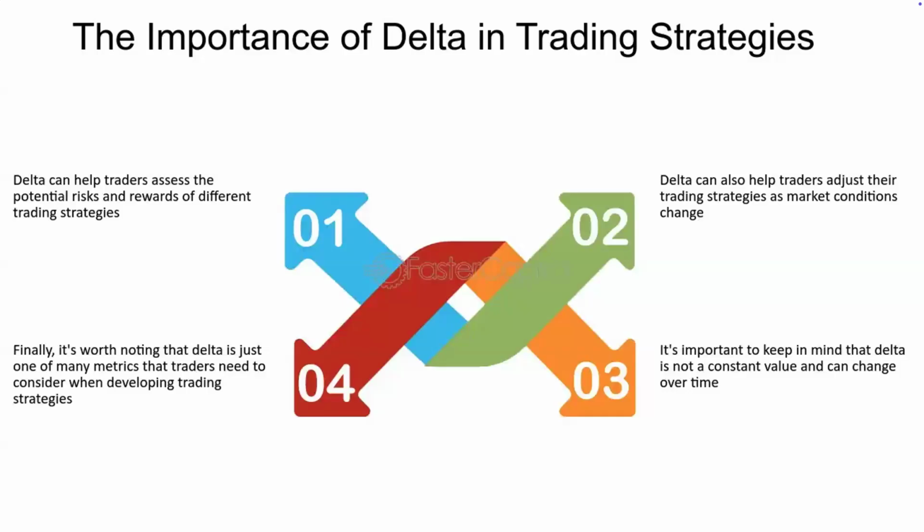Number 3, it is important to keep in mind that delta is not a constant value and can change over time. Number 4, finally, it's worth noting that delta is just one of the many metrics that traders need to consider to develop a trading strategy. Delta is the most, and I've been focused on the delta. The delta is very important. It is very important to know your delta number.